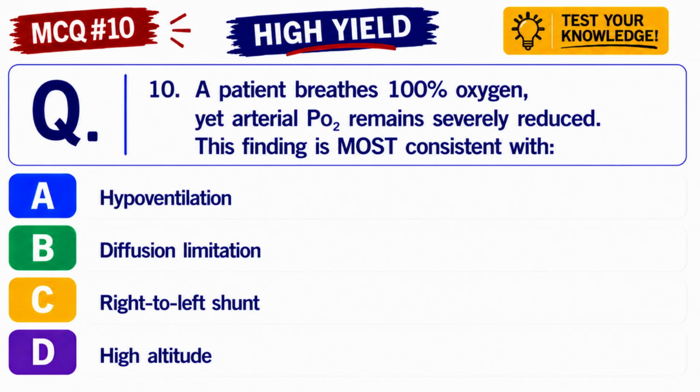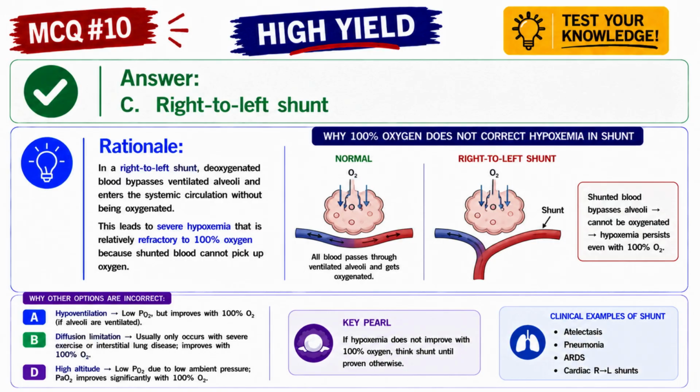Question 10. A patient breathes 100% oxygen, yet arterial PO2 remains severely reduced. This finding is most consistent with: A. Hypoventilation, B. Diffusion limitation, C. Right to left shunt, D. High altitude. The answer is C. Right to left shunt. Here's why.